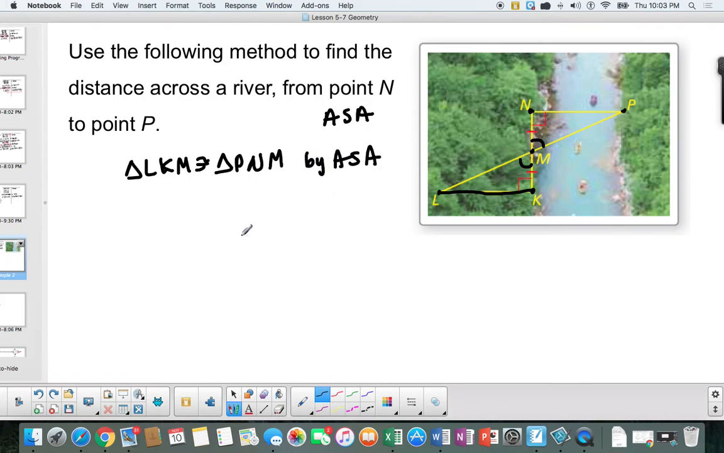Now once the triangles are congruent, then we know that LK will be congruent to NP. Now remember, NP is what we're trying to find, the width of the river. So NP will be equal to LK. And so all the surveyor needs to do is walk and figure out what this distance is that they've walked so that they could align these collinear points. And now they know the width of the river.